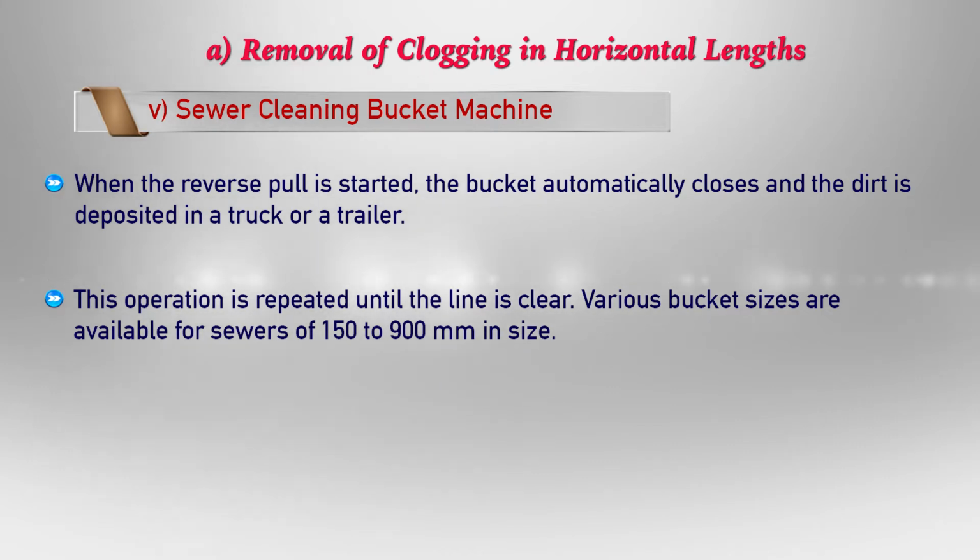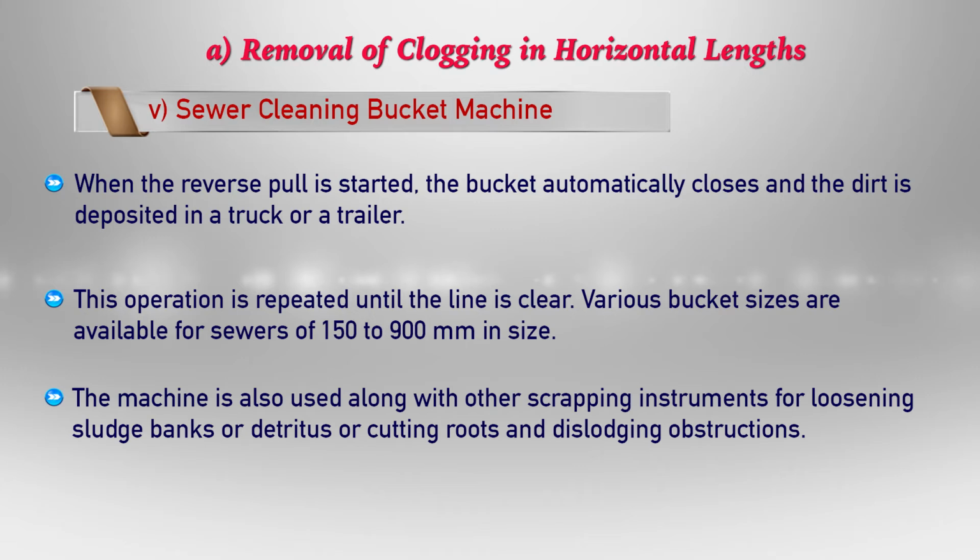Various bucket sizes are available for sewers, which are of 150 to 900 mm in size. The machine is also used along with other scraping instruments for loosening sludge bank or detritus or cutting roots and dislodging obstructions. So, for these purposes this machine can be used.